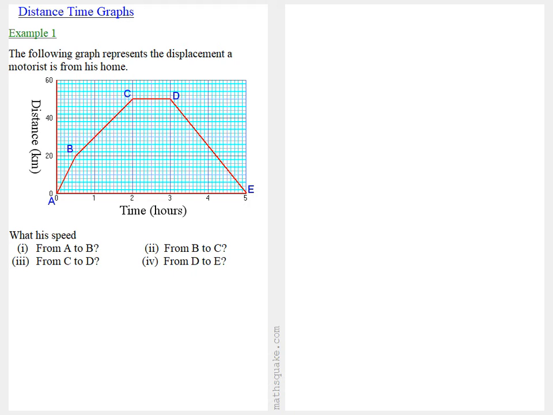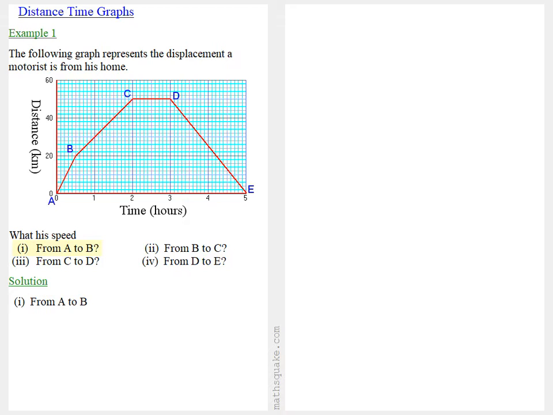Now in the example below, the following graph represents the displacement of a motorist from his home. The first thing we notice is the time is placed along the horizontal or x-axis and the distance is placed up the vertical or y-axis. Now in part 1 we're asked what is his speed from A to B.